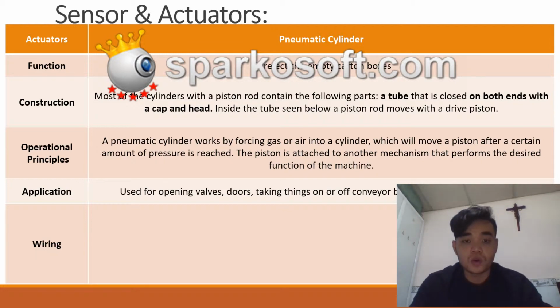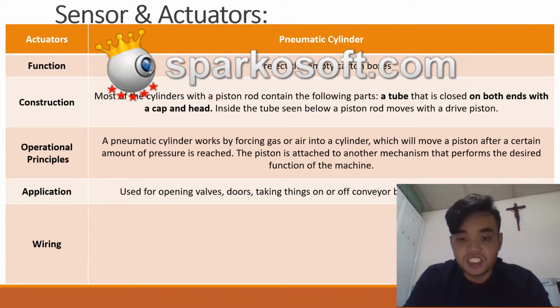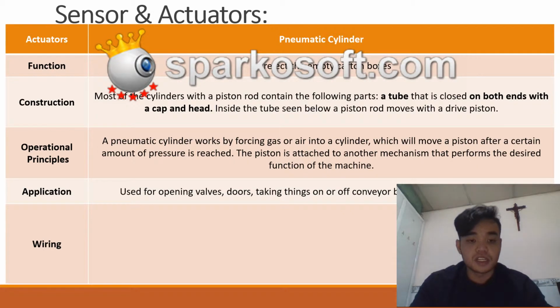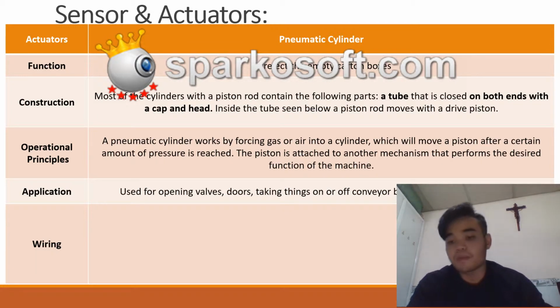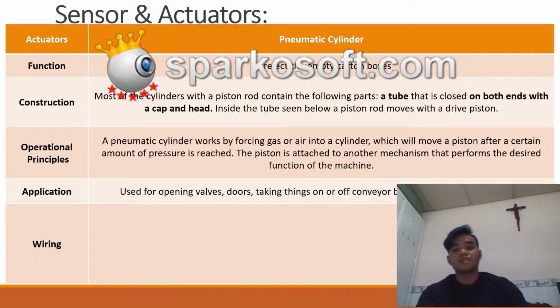The working principle is forcing gas or air into the cylinder, which moves a piston after a certain amount of pressure is reached. The piston is attached to another mechanism that performs the desired function of the machine. The applications are opening doors, taking things on or off a conveyor belt, and lifting heavy objects.